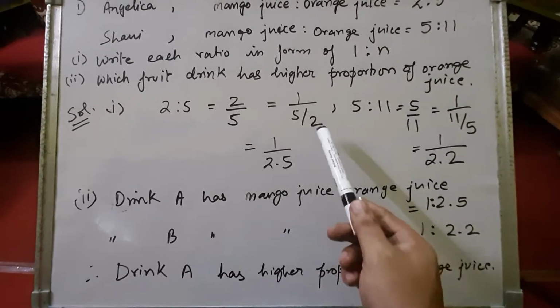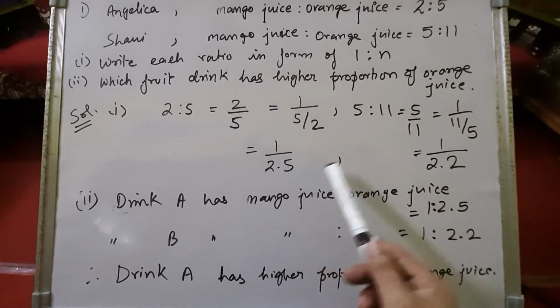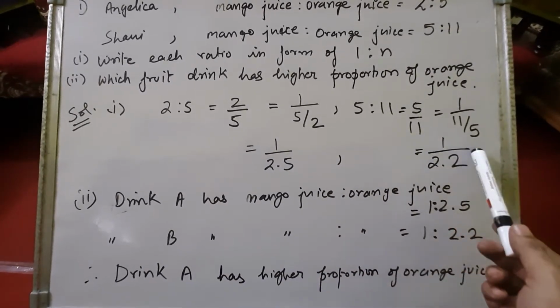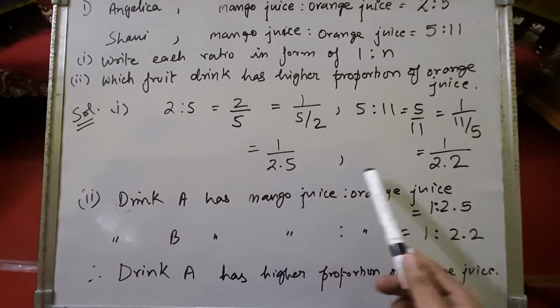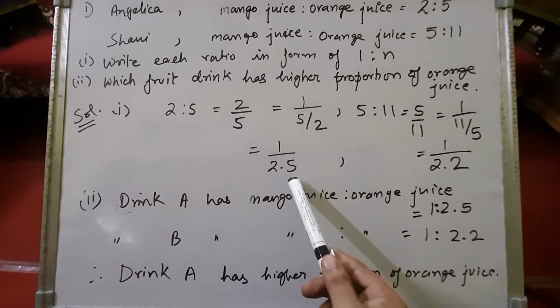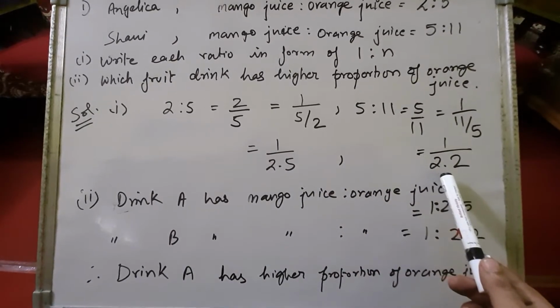Right? When we divide this denominator 5 by 2, what will we get? 2.5. And when we divide 11 by 5, what will we get? 2.2. Now we have converted both the ratios. Here this ratio will become 1 is to 2.5. This ratio has become 1 is to 2.2.